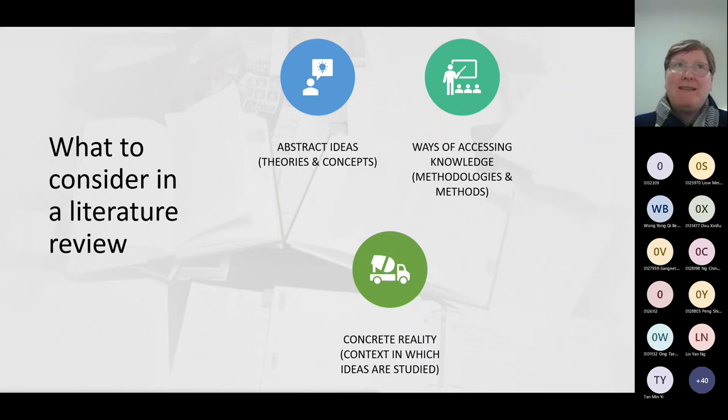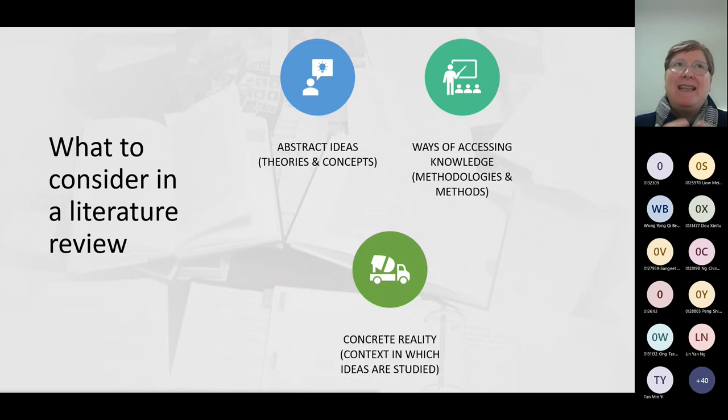A lot of research methods doesn't look at those abstract ideas or concrete realities, but looks at the ways of accessing knowledge: the methodologies and methods, and some of my favorite words, ontology, epistemology, all those kinds of things. So what we can know and what we believe about reality also impacts on how we interpret and use data and what we believe that data can do.